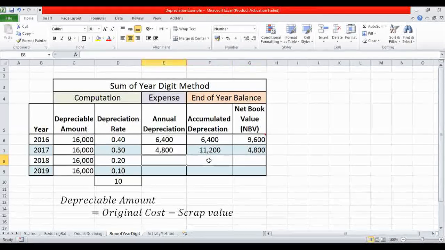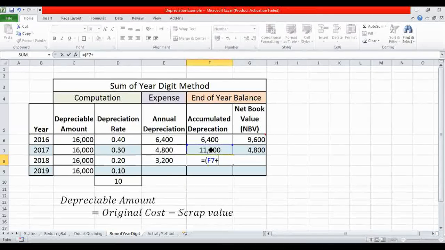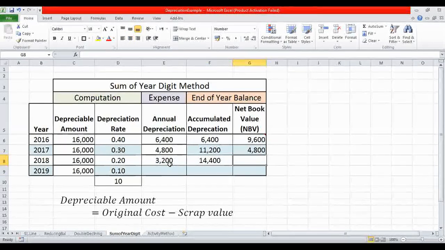Again, for the next year, we will do the same process. We are going to multiply 16,000 by the rate. It is going to give us 3,200. 3,200 will be added into the accumulated depreciation, so it will be this amount plus this amount, 14,400. In order to calculate the net book value, it will be the 16,000. You can take this or you can take this, whatever you like.